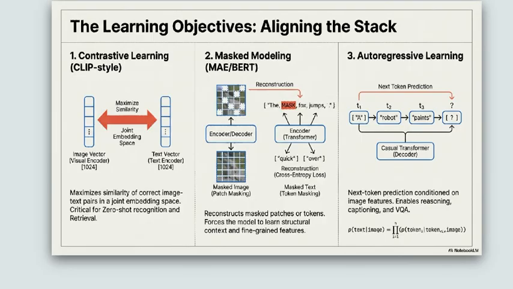Right. And this is crucial for what we call zero-shot recognition, because it learns the concept of snow, not just a specific picture of snow. It can recognize a snowy mountain it's never seen before because it understands the alignment between the visual pattern and the word. Okay, that's objective 1, matching. The second one seems a bit more detective-like, masked modeling.